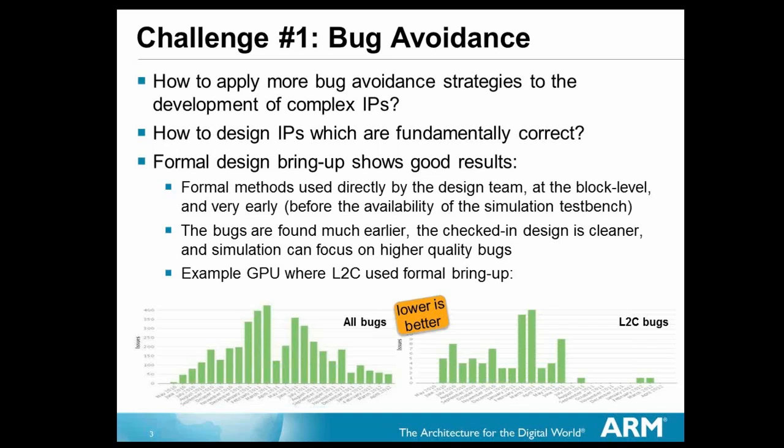So on the bottom here, there are 2 charts. They come from a real project on a graphics IP. And on the left, you can see the distributions of the bugs along the time. So the x-axis is the time, and the y-axis is the number of bugs. On the left, that's for the full IP. And on the right, that's for one block of this graphics CPU. And on that block, a bug avoidance technique based on formal was used by the designer. So we can see that we found a lot of bugs also on the right, but they are found much earlier than on the whole project.